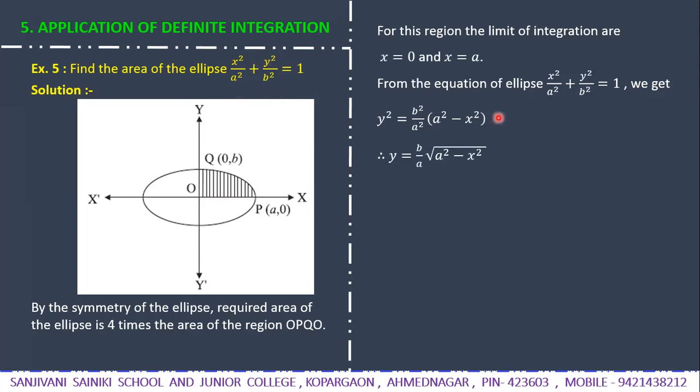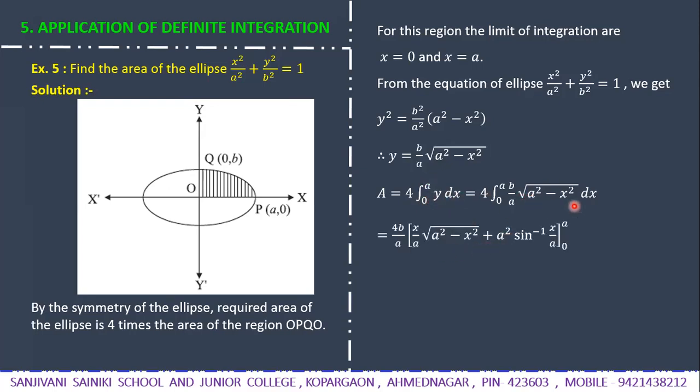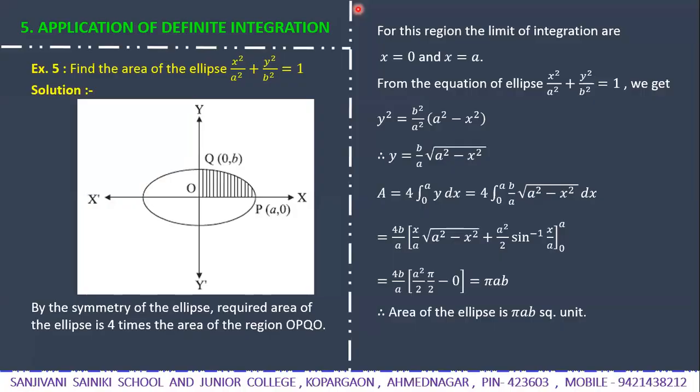Now simplify the given curve and obtain y, because we will need to put the value of y in our formula. So 4 times the integral from 0 to a of y dx. So root a square minus x square, its integral is x by 2 root a square minus x square plus a square upon 2 sin inverse of x by a, from 0 to a. Now after putting in the values you will get 4b upon a, square by 2 pi by 2 minus 0, is equal to pi ab. So the area of the ellipse is pi ab square units.